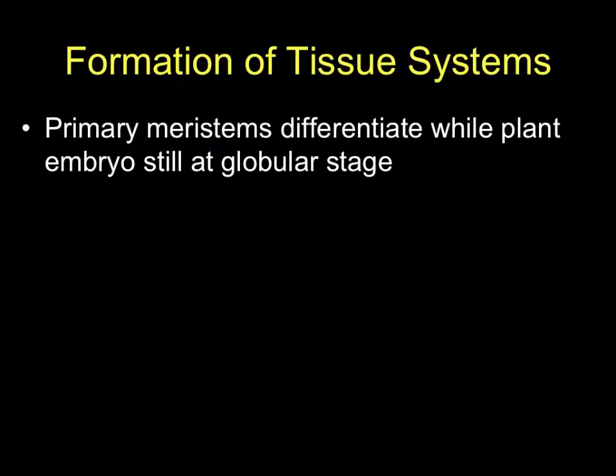Okay, so now the tissue systems. We talked before about our primary meristems. Again, primary meristems are your ground meristem, your procambium, and your protoderm. Those are developing even when the plant is still in that solid ball of cells, kind of globular stage. Those primary meristems are forming.